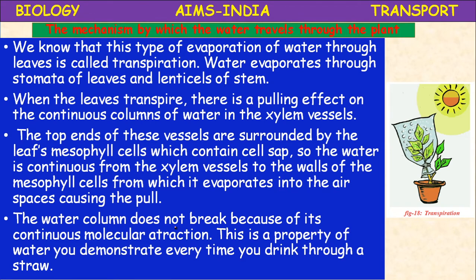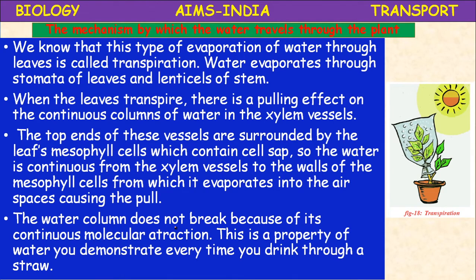So we have seen that there is a push from below due to the root pressure on the columns of water in the xylem vessels, but this is seldom high, and in some seasons it is nil. So how does water reach 180 meters high to the top of a tree like eucalyptus? Let us recall the activity that you performed in the lower classes.